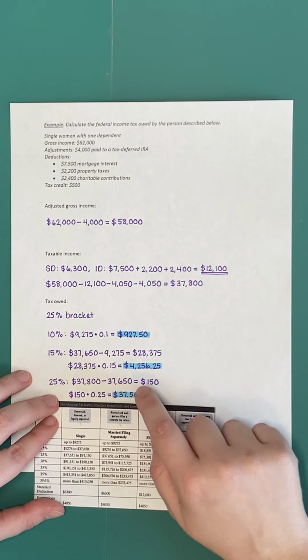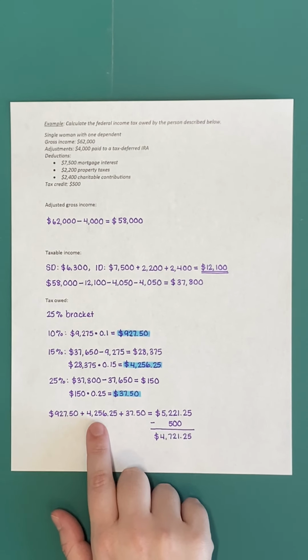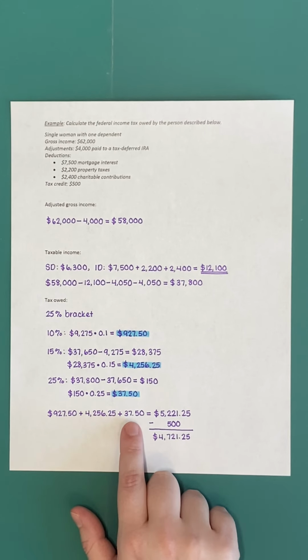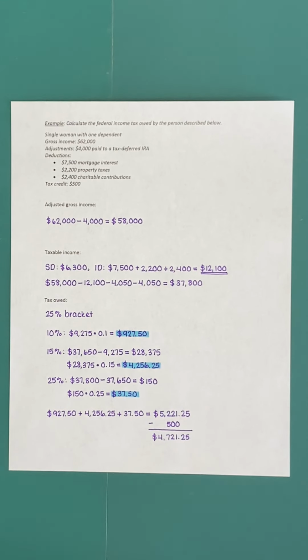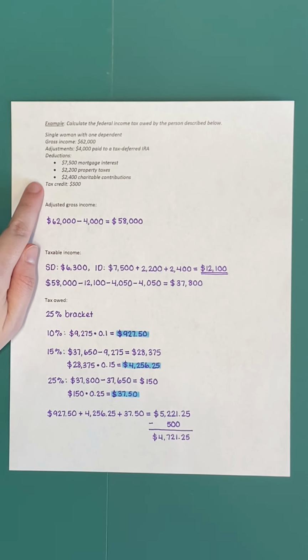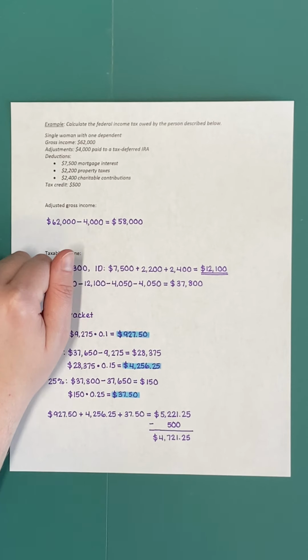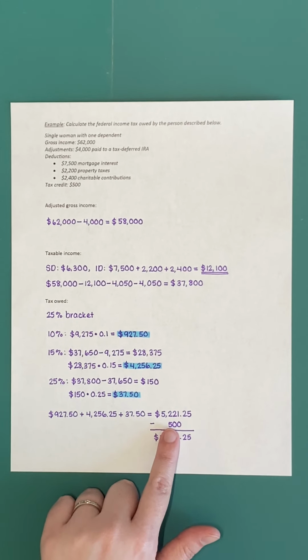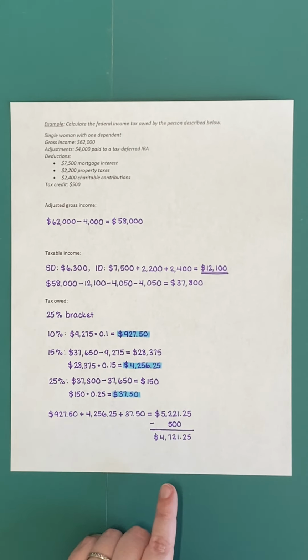So I'm going to take each of my tax amounts and add all of those up. So $927.50, $4,256.25, and then $37.50 for that last little bit of income. That's going to add up to $5,221.25. So for all intents and purposes, that's her bill, but at the very bottom line, we do have a tax credit of $500. So that is credited, which means subtracted from her actual tax. So we're going to take the bill based on the tax computation and then subtract the value for that credit.